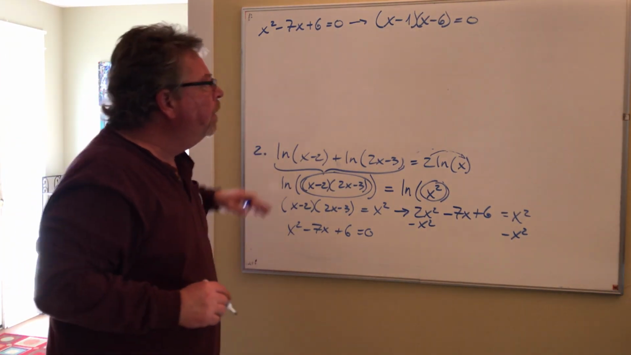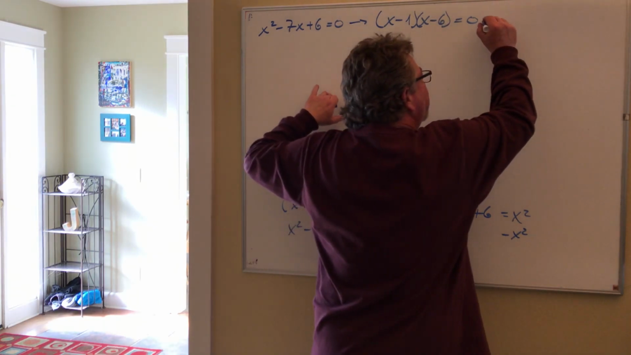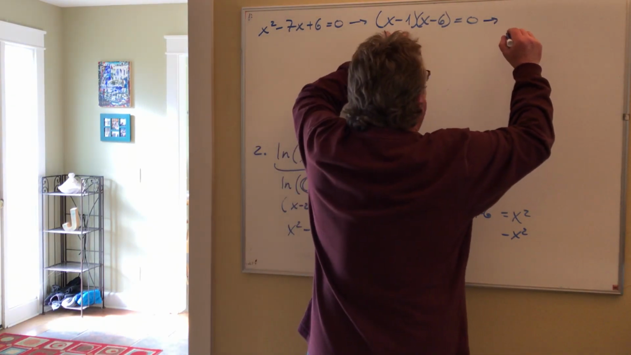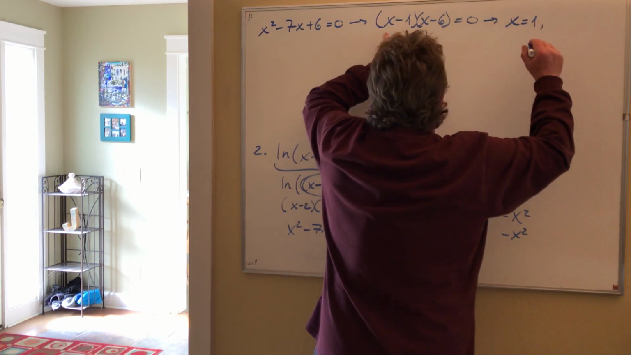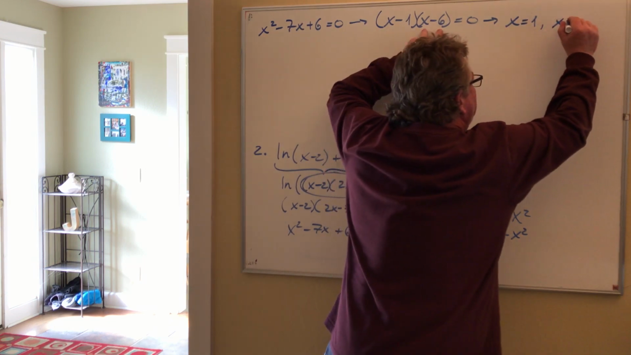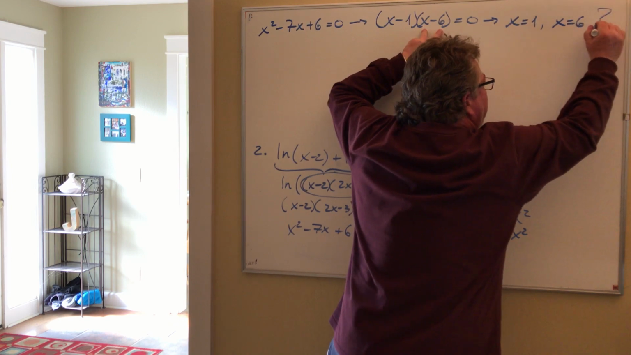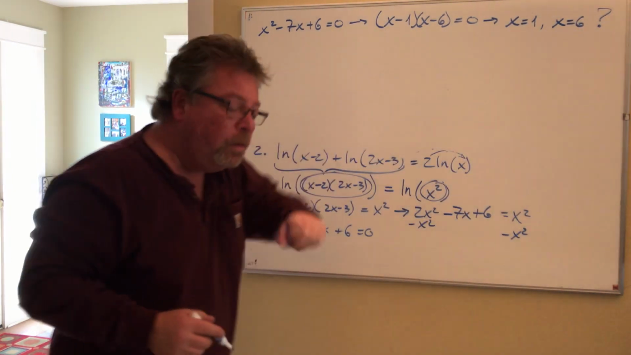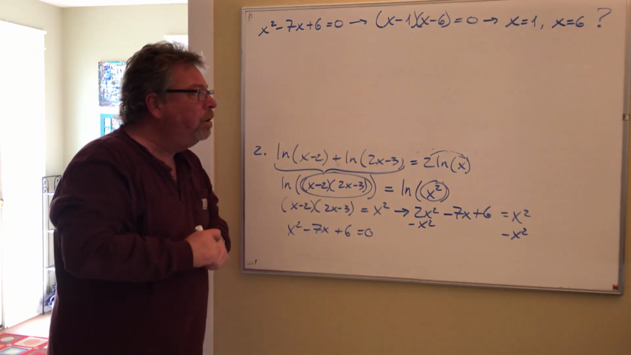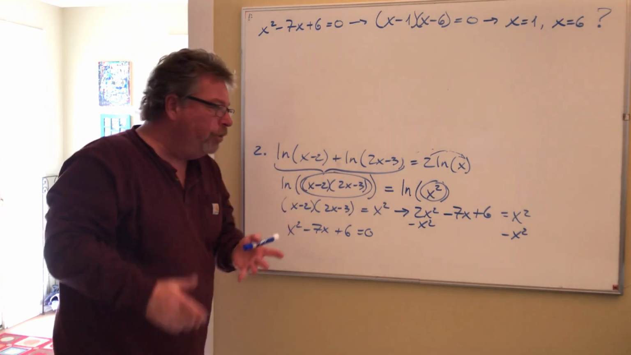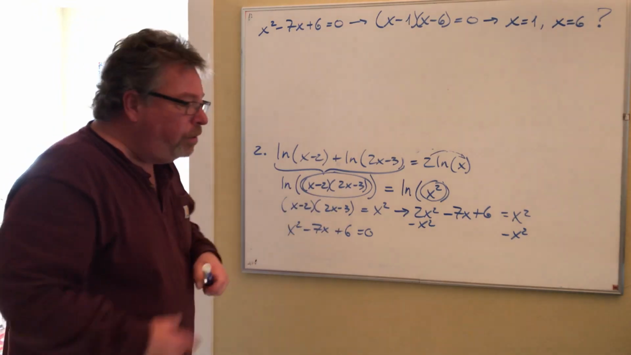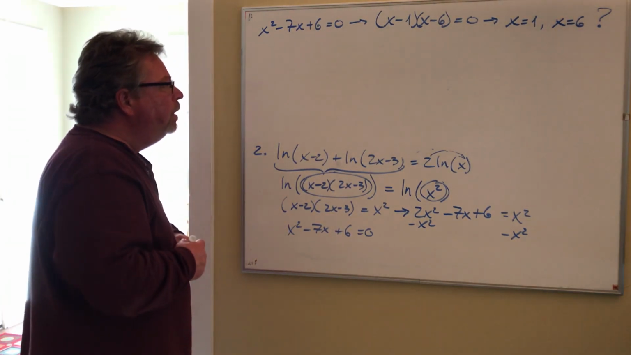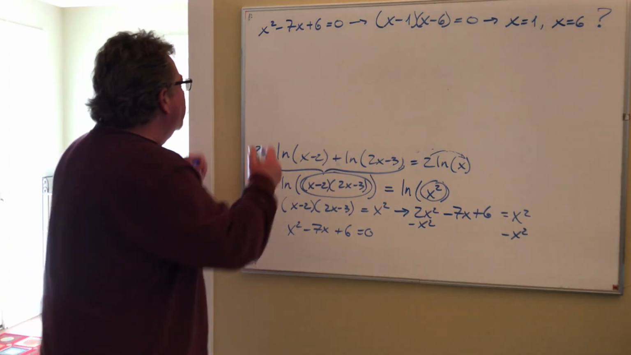I agree. And so this will give me two potential solutions. One potential solution is x equals 1. The other potential solution is x equals 6. But again, I don't know whether those will work. It's possible that the algebra is leading me to extraneous solutions. So let's check these individually.